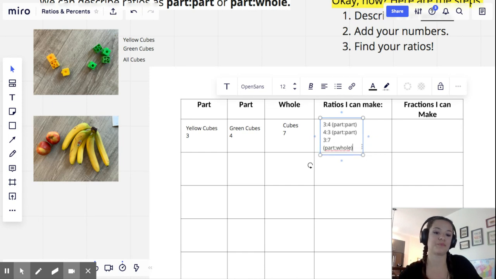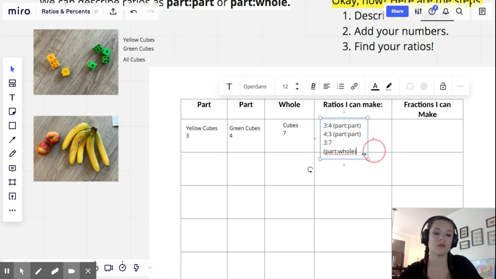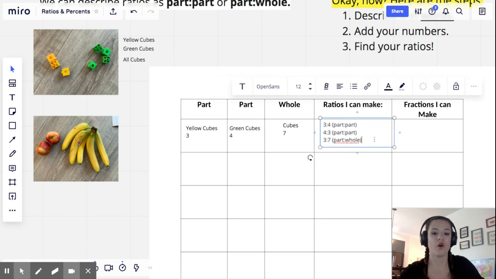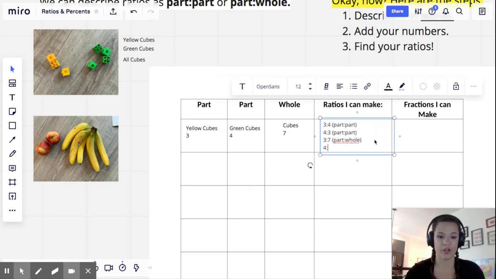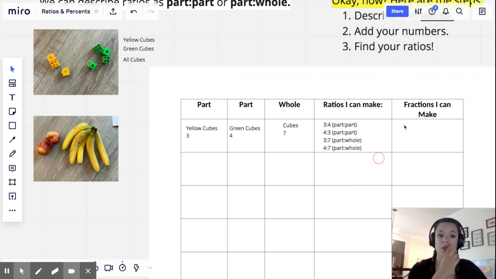Or I could talk about how I have 4 green cubes out of 7 total cubes, which is part to whole. One thing to note is that you never go whole to part, you always go part to whole. So that's all you do. Just talk about how many you have of each thing, either comparing it to the other part of what you have, or the whole of all.